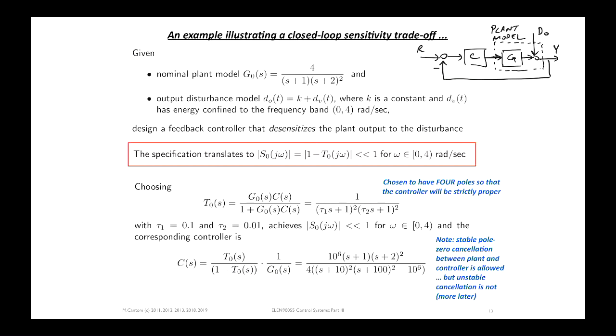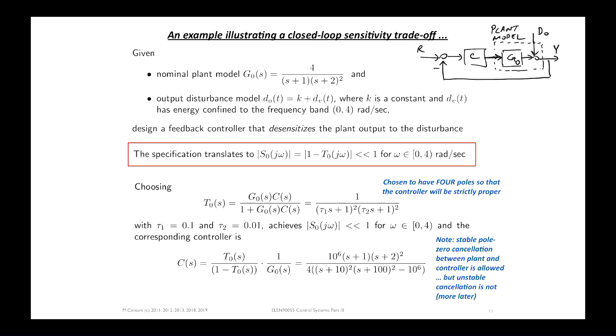Okay, so let's say we have a plant that we want to control and it has a nominal transfer function given by this. So it's a stable plant in open loop. It has a pole at s equals -1 and it has two poles at s equals -2. So that's the nominal plant transfer function. I should draw a little subscript 0 there to denote that that's our nominal transfer function.